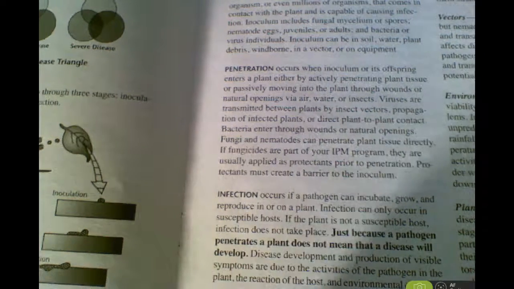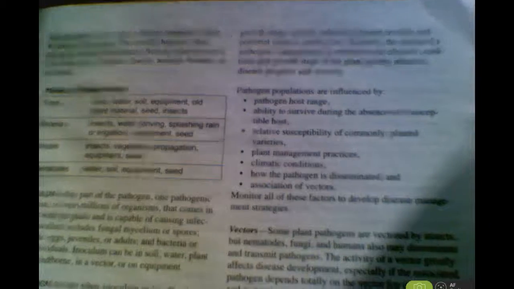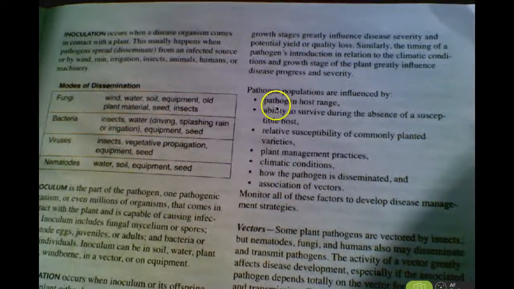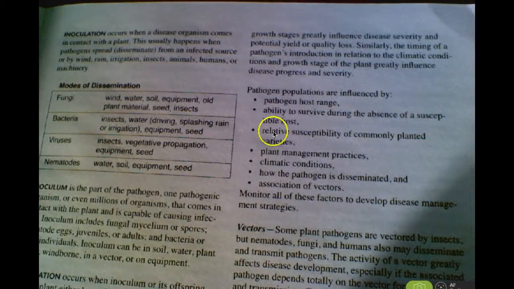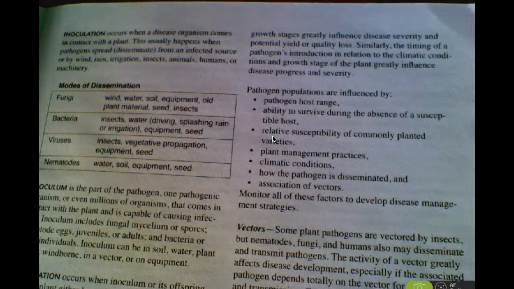And the last thing I'll close with today is that the plant populations are influenced by the host range, the ability to survive in the absence of a susceptible host, some can live for 30 years without anything around. Relative susceptibility of the plant varieties, how you're managing them, your climatic conditions, and then how the pathogen is disseminated, and if you've got any vectors involved in actually spreading the disease. So you have to monitor all these factors to see how serious it'll be.